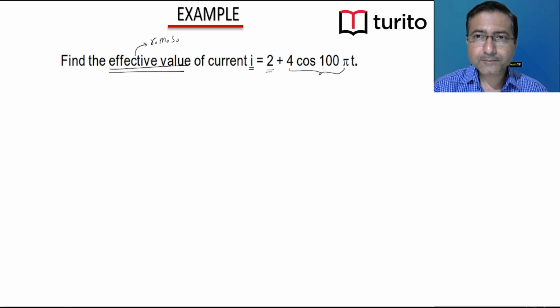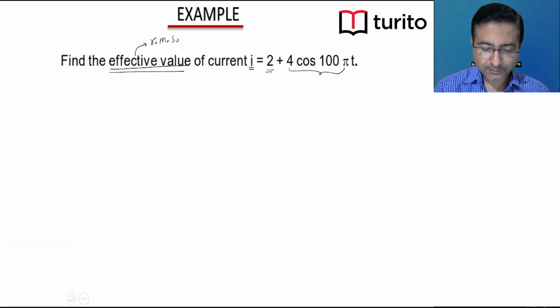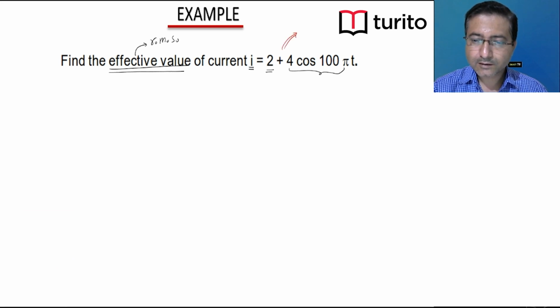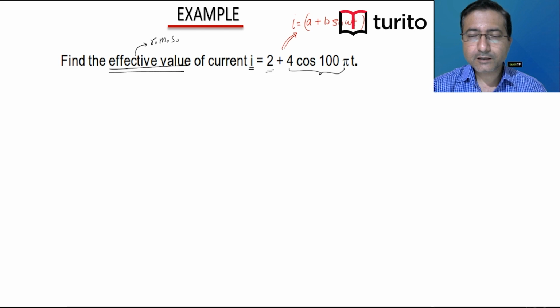So let's do one thing, let's generalize this expression. So instead of using this one, I'll use I equal to some constant term, plus peak value times sin or cos omega t, it does not make any difference. Okay, so B sin omega t. Let the function be in this format, a plus b sin omega t, and I want to find out the RMS value of this one.